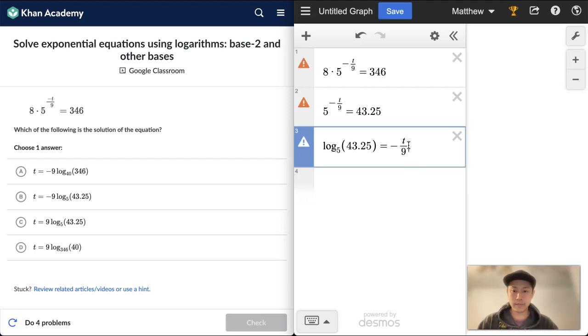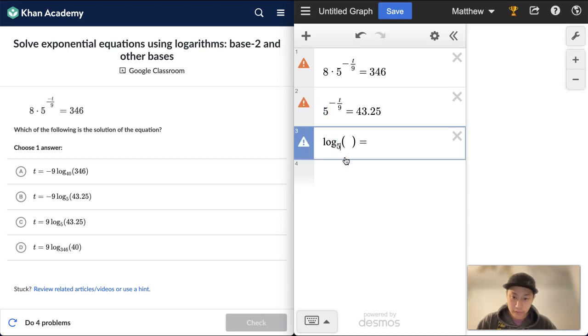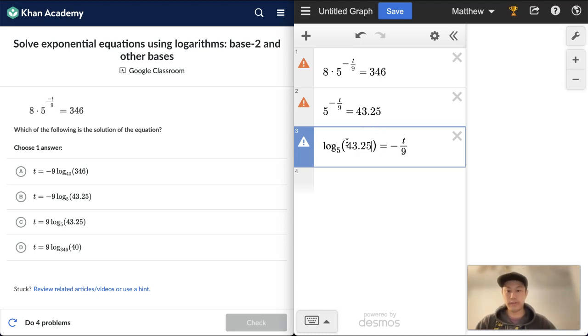Okay, you can even do it this way, right? I don't think I showed this in the last two examples. You can leave it blank like this. Some of you guys might find this really helpful, right? You definitely have the bases filled as the same, right? Log base 5. You have a base 5 here. So log base 5, you can go like this: 5 to the power of negative t over 9 is equal to, around the world, 43.25. Just like that.